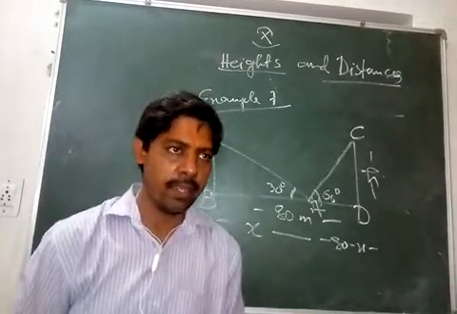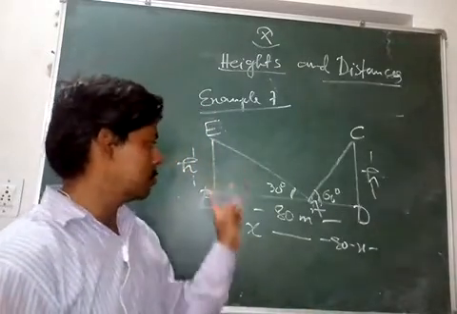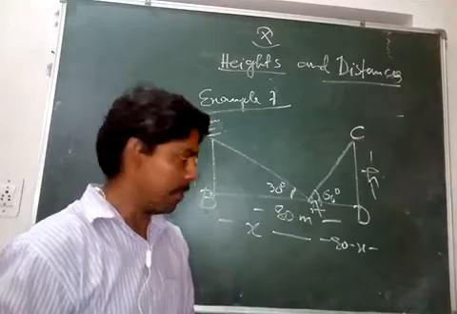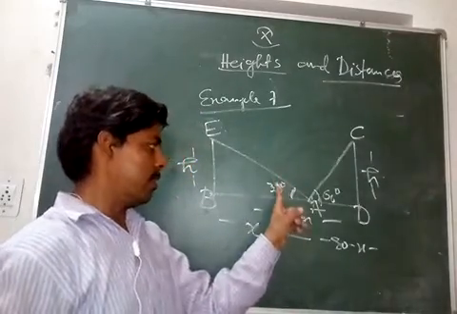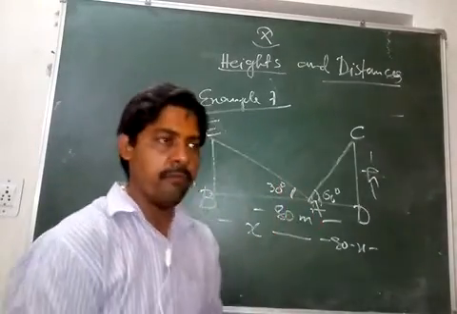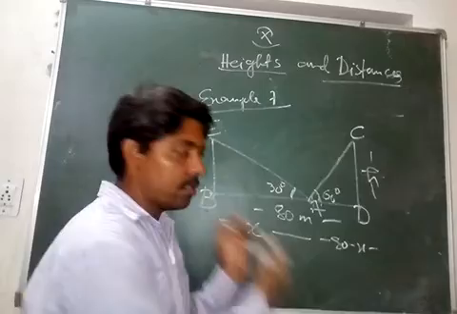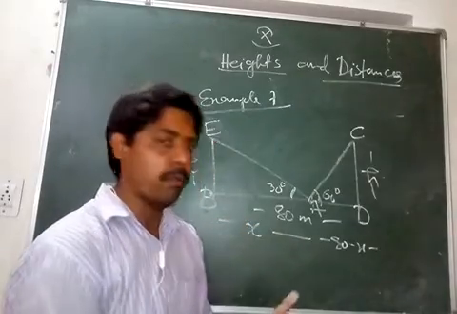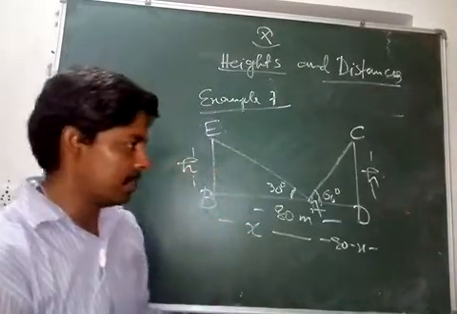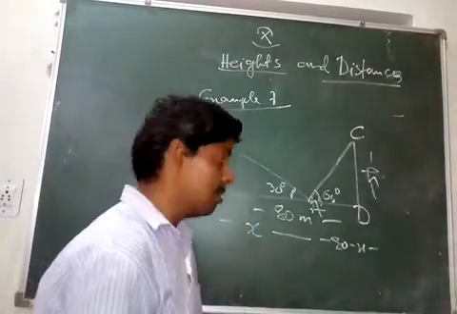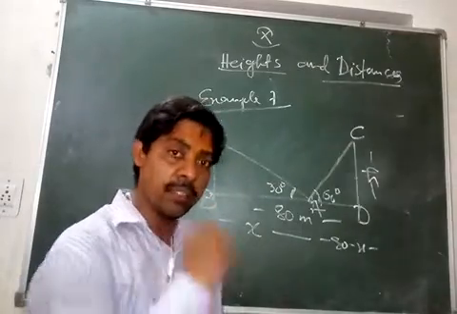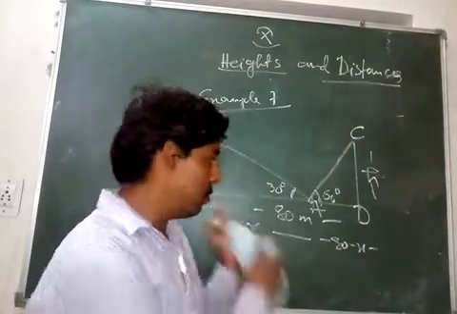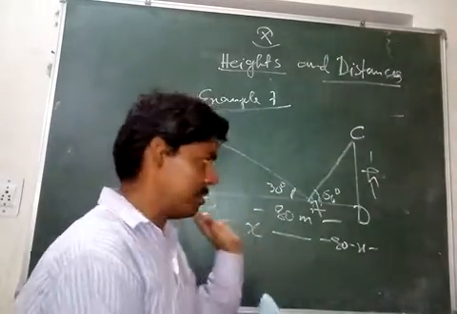Somebody asked me why we are taking tan theta. Because tan theta is most common, perpendicular upon base. Okay. Somebody is asking why we are not taking 45 degrees. We cannot take 45 degrees if the angle is 30 degrees. If the angle is 30 degrees, how can you take 45 degrees? It's good that you are asking questions, but you should also understand what is being done over here. Okay, try to follow this.